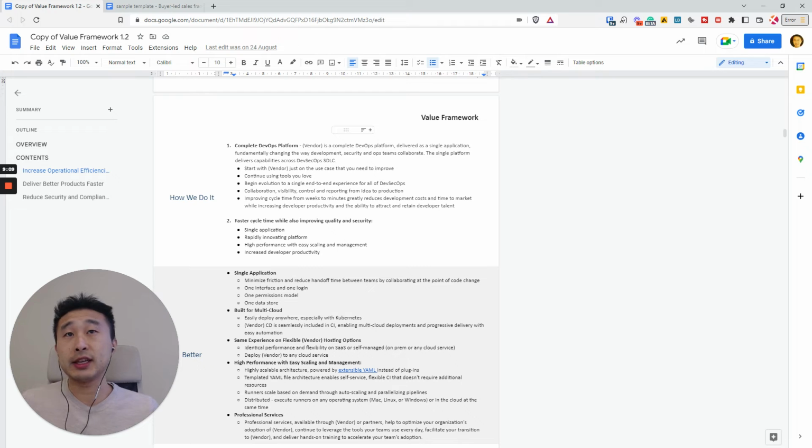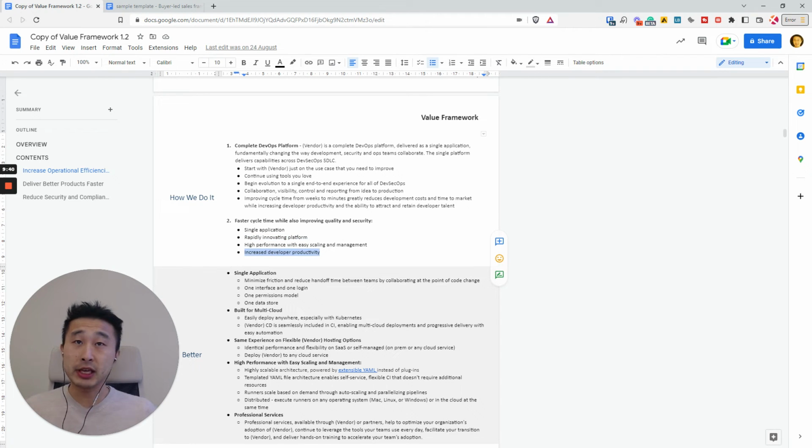And then you talk about your product very specifically. We are a complete DevOps platform. We deliver as a single application. Your security, your ops teams can all collaborate on one single platform. And then there can be some integrations, so you can plug into the tools, and it will be faster. Cycle time. It will be high performance. It can scale up and down, increase developer productivity. So I guess when we say how we do it, this is the table stakes. So everyone needs to have this.